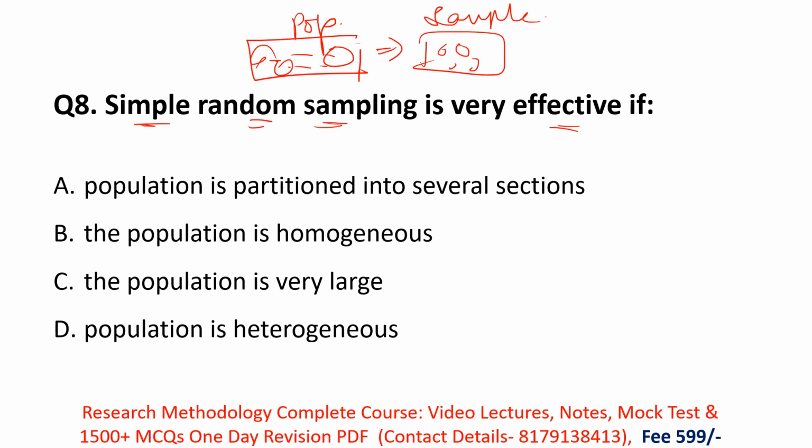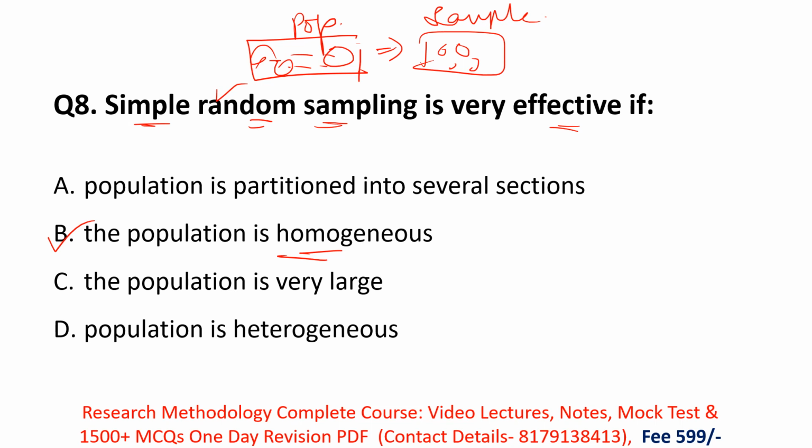So we'll see some options. Remember, researchers always select simple random sampling if the population is homogeneous. So here option B is correct, because when your population is homogeneous, only then can you select your sample randomly. Okay, this is the fact. When your population is homogeneous, how will you select your sample? By the random sampling method. So here option B is the correct answer for this question.